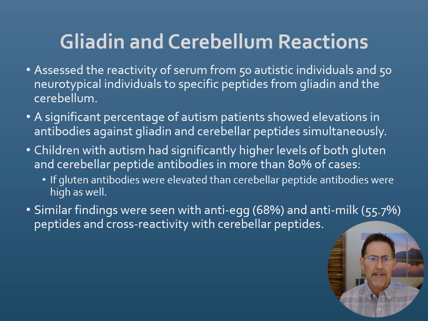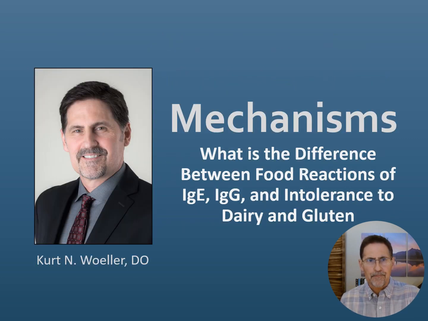And similar findings were seen with anti-egg and anti-milk antibodies cross-reacting with the cerebellum. Not as high, 68% with egg, 57% with milk. So this is one of the reasons that the gluten casein-free diet is so important, is to remove these foods because they're highly antigenic. We know that milk, for example, is extremely antigenic, but gluten can be problematic as well.